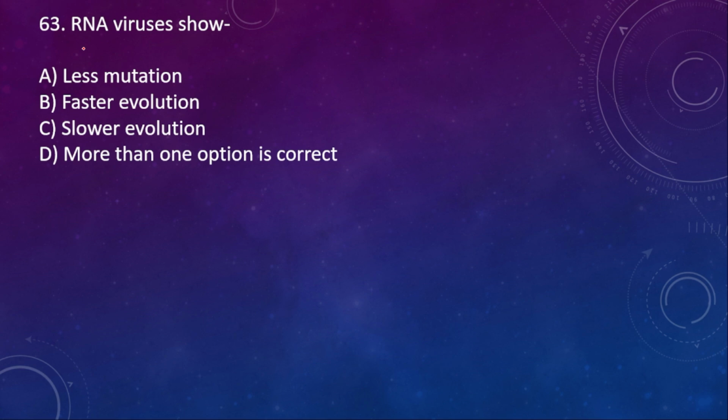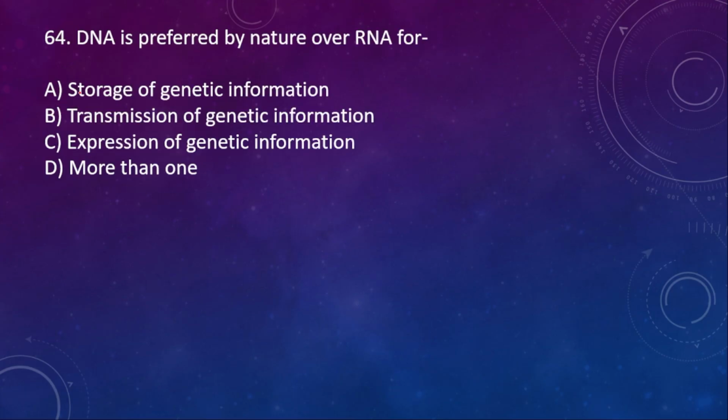Next, 63. RNA viruses show A. Less mutation, B. Faster evolution, C. Slower evolution, and then D. More than one option is correct. Here, when we talk with respect to the RNA virus, they are going to evolve very fast. So B option is right here.